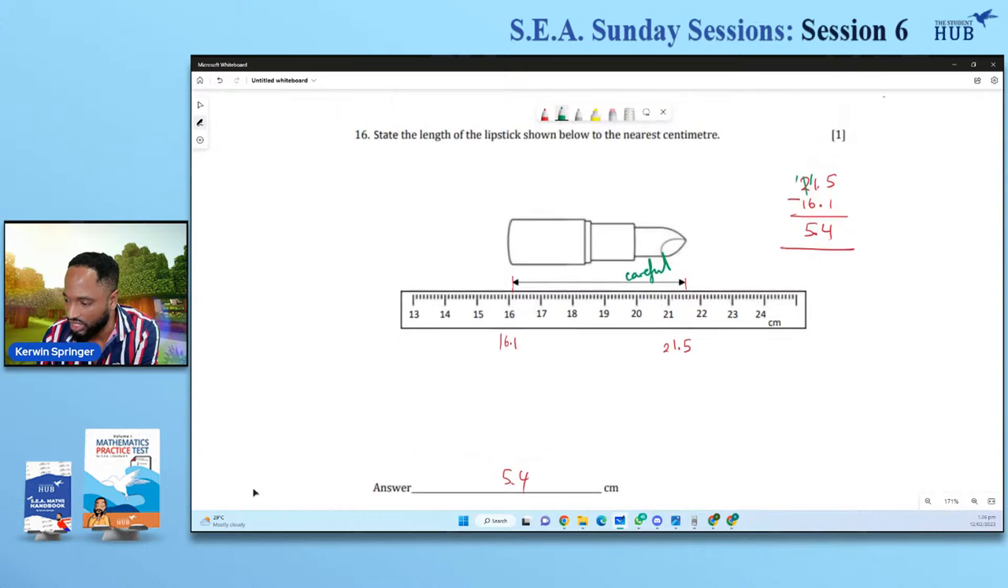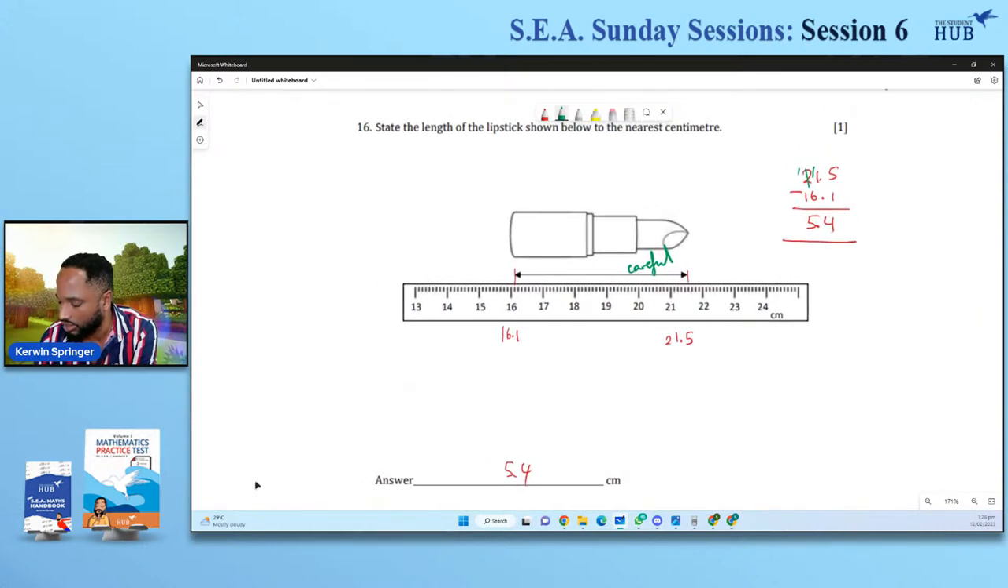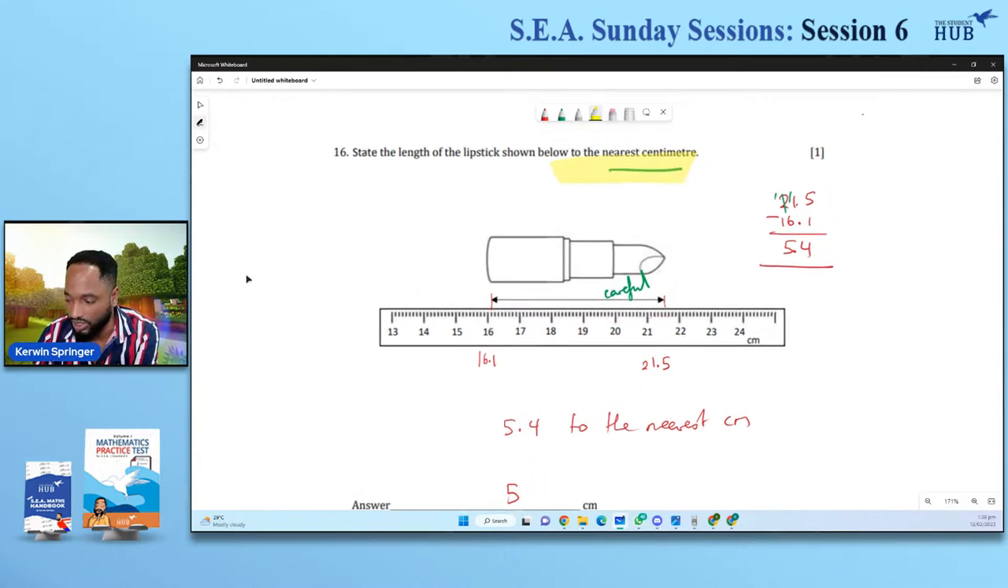Is it to the nearest centimeter? To the nearest centimeter. Oh, if you want to go to the nearest centimeter, then 5.4 to the nearest centimeter would be 5. Yeah. And then we read the last piece of my question clearly.